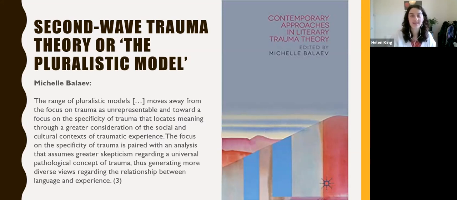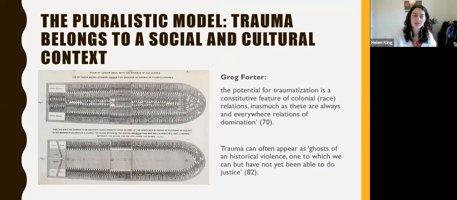I'm going to turn to the second theorist to look at an example of how this can work. So Greg Forter, and the essay that I'm drawing on is also included in that collection that I just mentioned. His work is on post-colonial trauma theory. He argues that the potential for traumatization is a constitutive feature of colonial or race relations, in as much as these are always and everywhere relations of domination. So what he's saying is that colonialism itself can and is traumatizing.